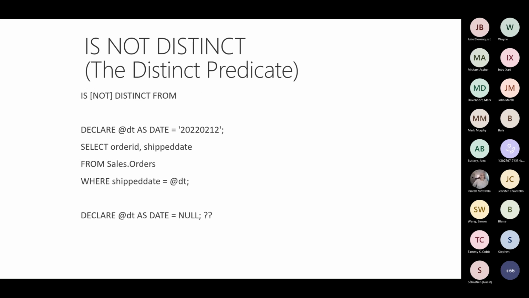The distinct predicate is also a SQL Server 2022 feature, and it's really cool if you want to compare something with null. I'm sure that you know that comparing with null is not possible in SQL Server. So the distinct predicate, or is not distinct, enables us to get data by comparing with null, and it also performs better than other solutions, and we will show in the demo how it performs.